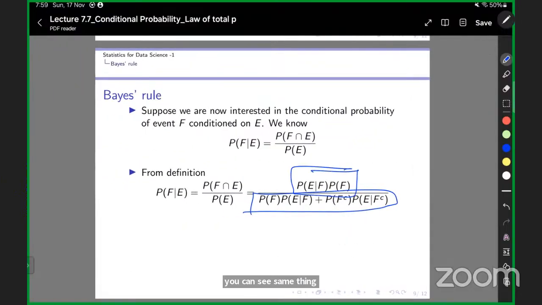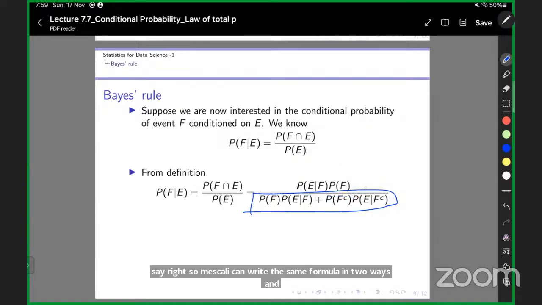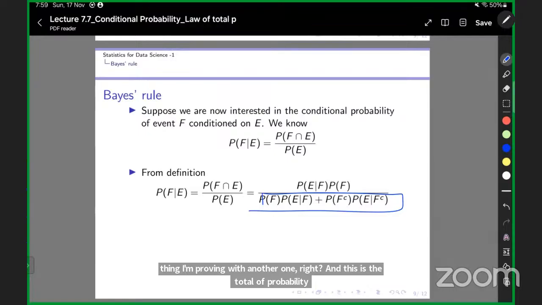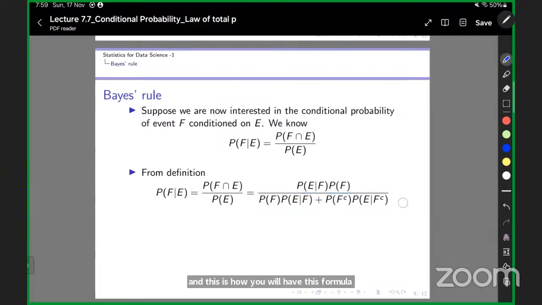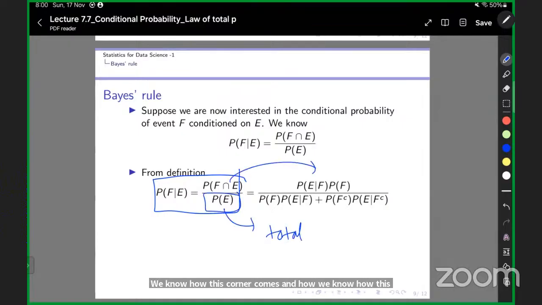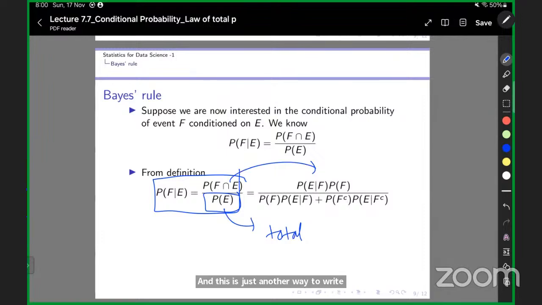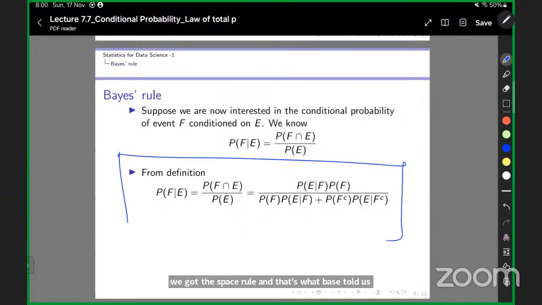So basically I can write the same formula in two ways, and one thing I'm proving with the other one, right? And this is the total law of probability, and this is how you will have this formula. Expansion of formula. How is this formula coming? We know how this is the total law of probability, and this is just another way to write this expansion, right? So that's how we got this Bayes rule, and that's what Bayes told us, proof wise, and this is the total law of probability.